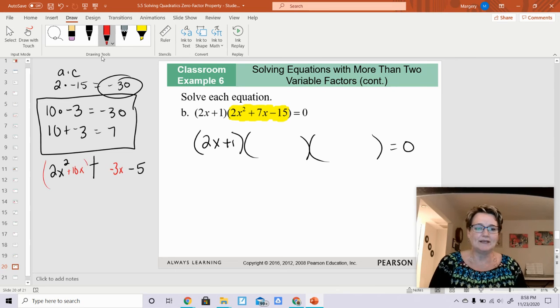You're going to grab these two together, and you're going to grab these two together. These two here share a 2x. That gives me x plus 5. These two here share a -1, and that's going to give you... something's wrong.